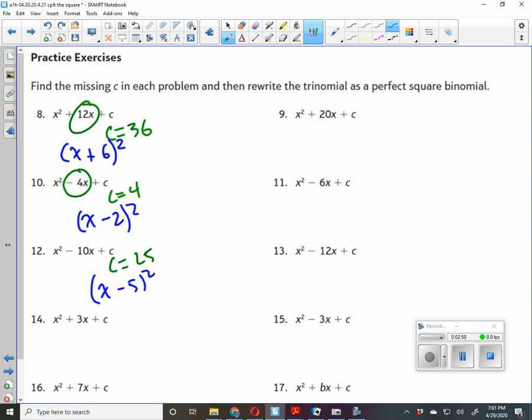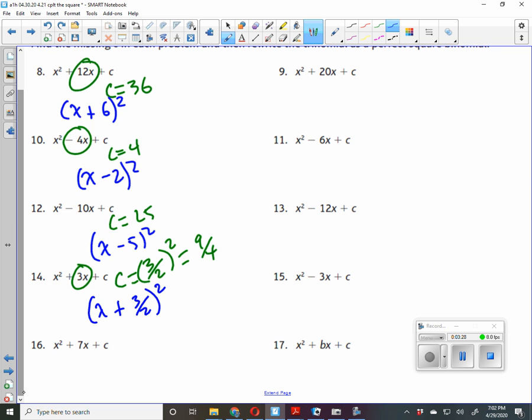What happens when this is an odd number? Well, C in this case then has to be 3 halves squared, right? Or 9 fourths. That means that this becomes x plus 3 halves squared. We're completing the square.